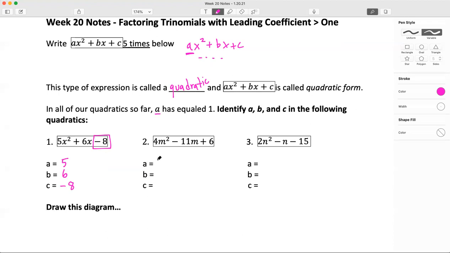All right, try number 2. So a, I hope you got 4. B is negative 11. And C is 6. Try number 3. A is 2. B is a negative 1. And then C is a negative 15.